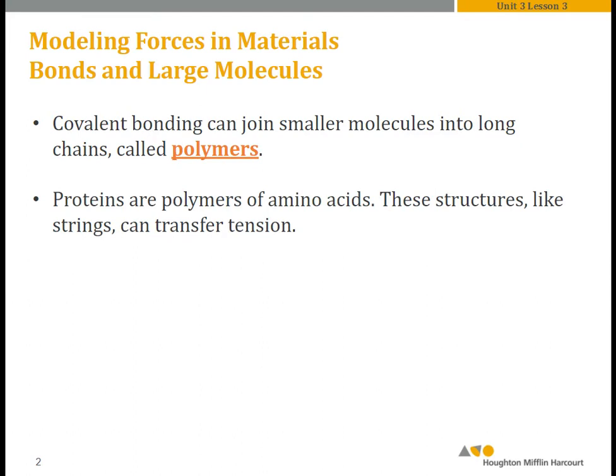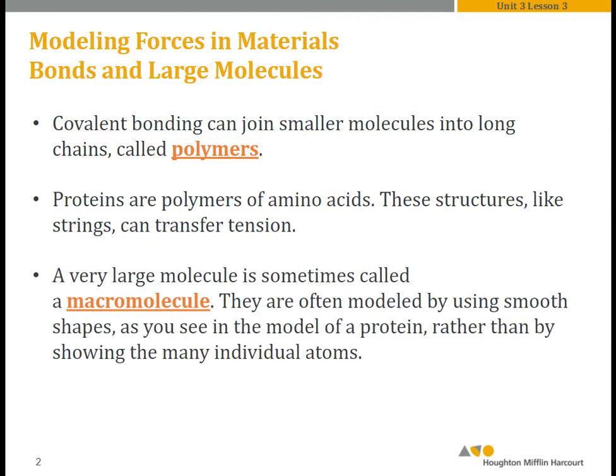Proteins are polymers of amino acids. They can form long strings that fold themselves into specific shapes, and they can transfer tension. A very large molecule is sometimes called a macromolecule. You've probably learned about macromolecules in biology and then reviewed them again, possibly in chemistry. They're often modeled using smooth shapes instead of showing all of the individual atoms. It would be difficult to see the overall structure of a protein if you drew each atom that makes up the protein. So often we just draw the general shape.